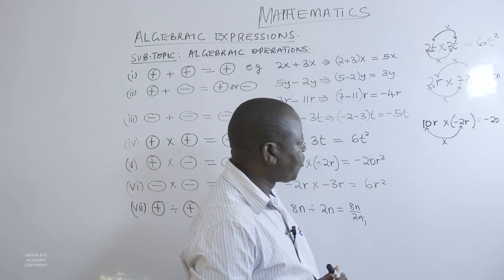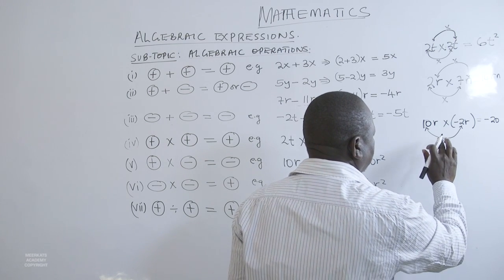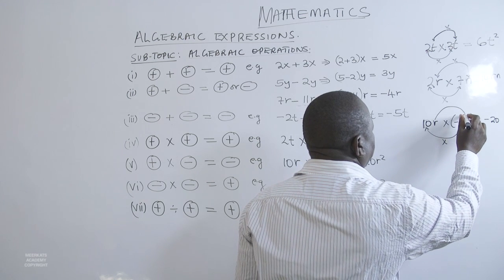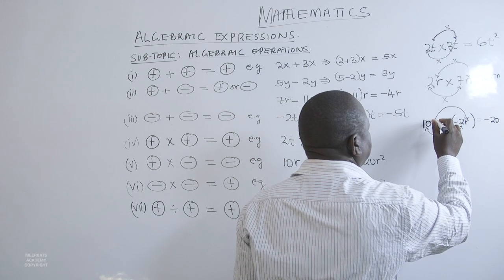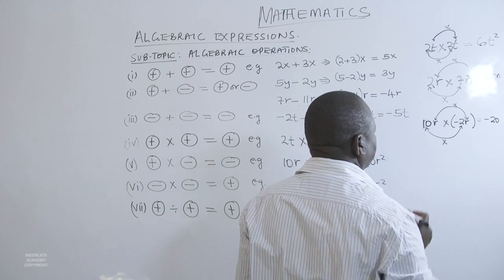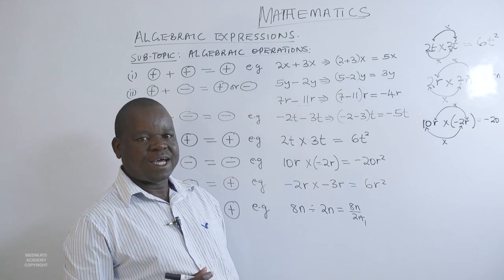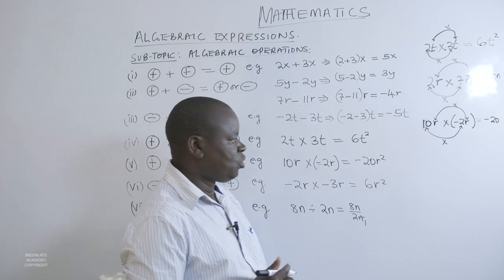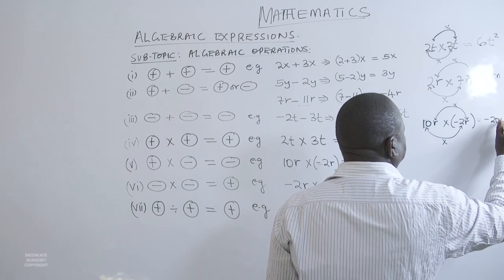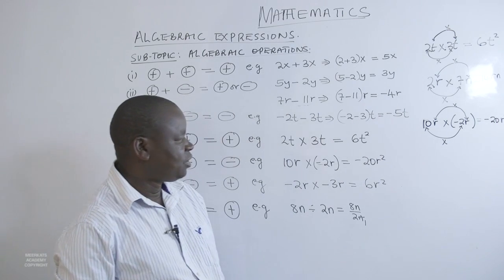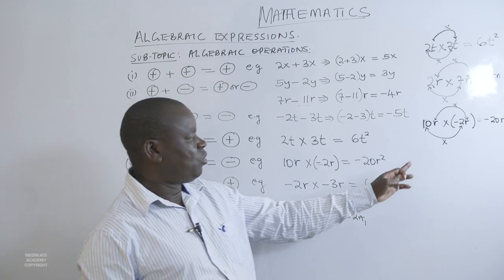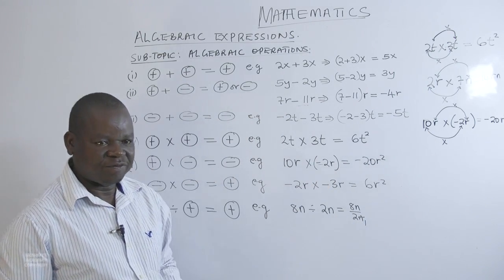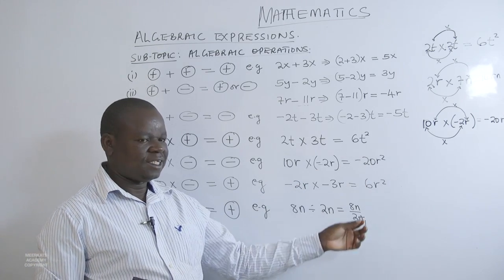Then we have the pronumerals multiplied, that is r times r, which we obtain as r squared. So positive times negative therefore becomes a negative. So the final answer is a negative.